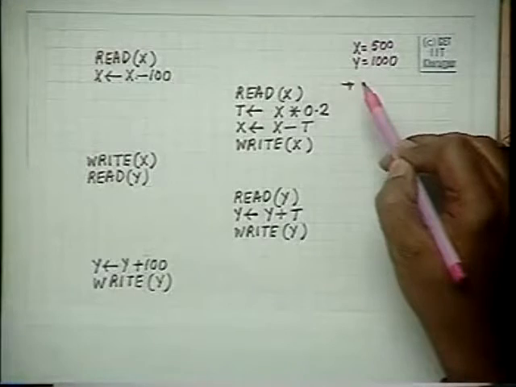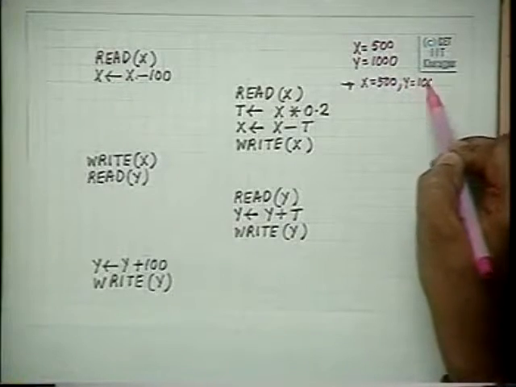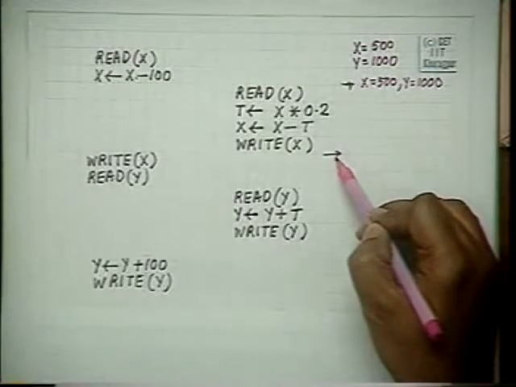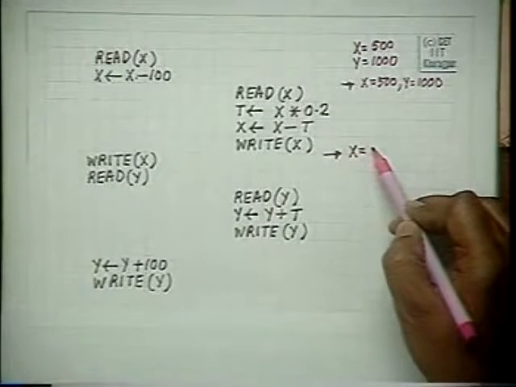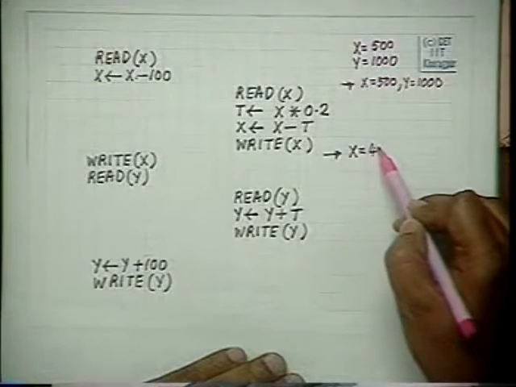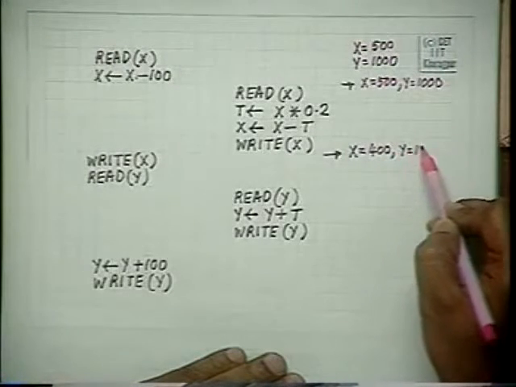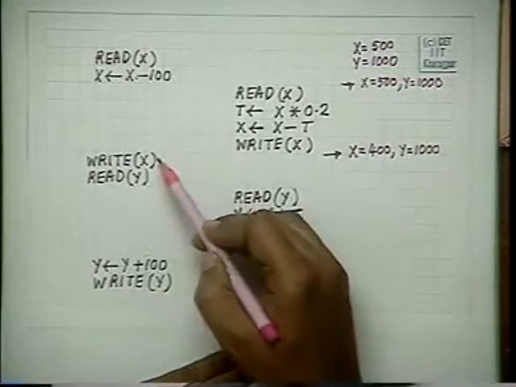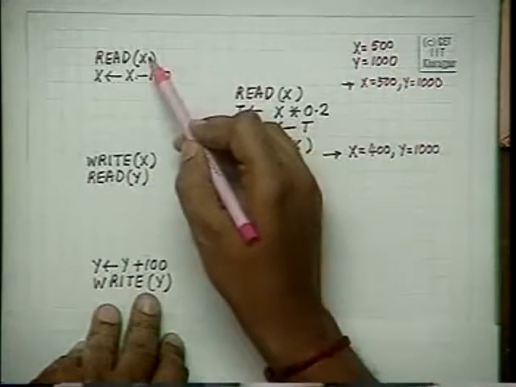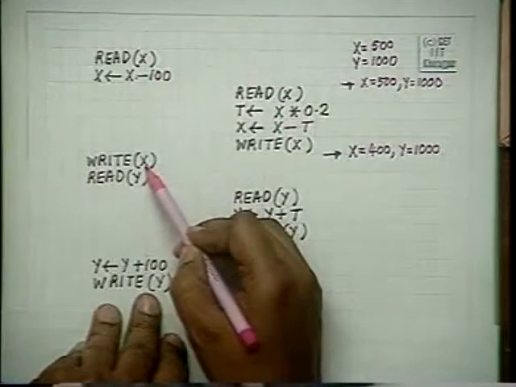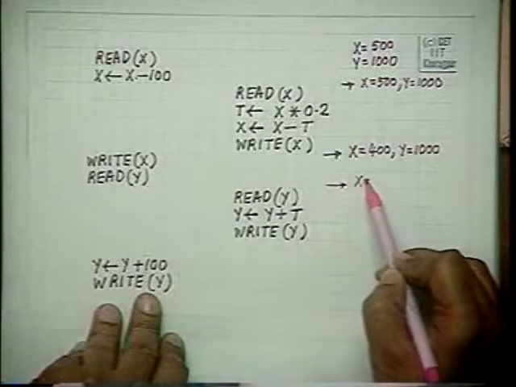So at this point we still have x equal to 500 and y equal to 1000. At this point we have x reduced by 20%, so x becomes 400 and y is 1000. Now what value of x is written here? Here this is x comma small x. So when you write down x here, you again write down 400.